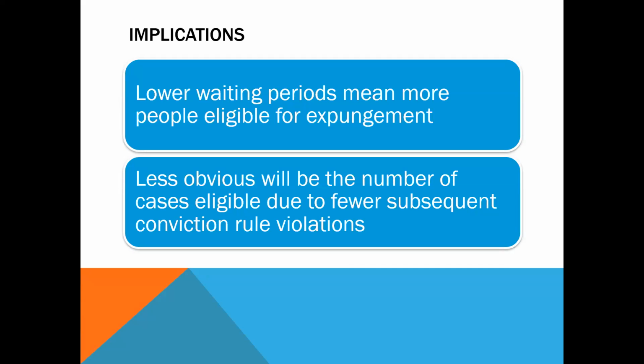So what are the implications of the new waiting periods under the Redeem Act? Well, the obvious thing is lower waiting periods means more people eligible for expungement sooner. That is pretty obvious and seemingly the main goal of the statute. However, I think interestingly enough, maybe slightly less obvious will be how many cases get opened up due to fewer subsequent conviction rule violations.